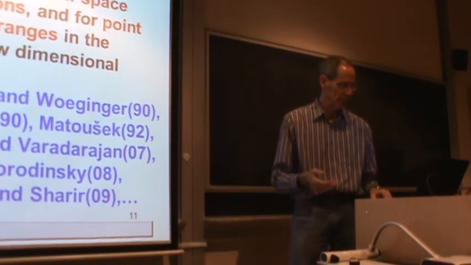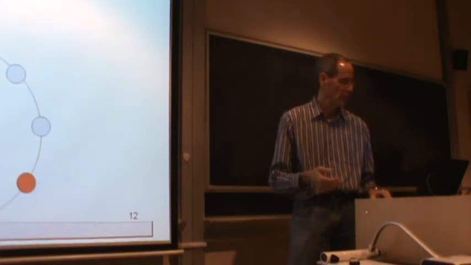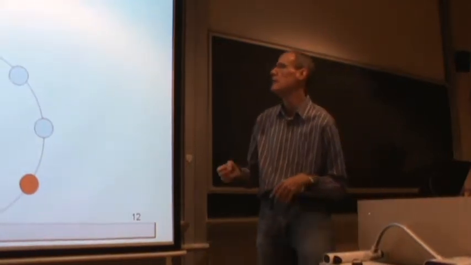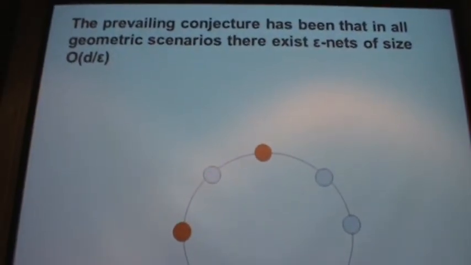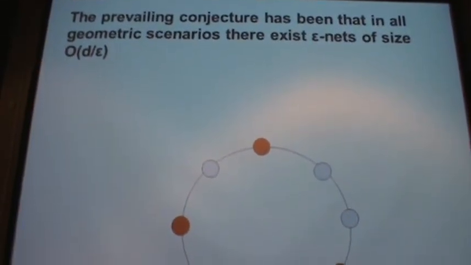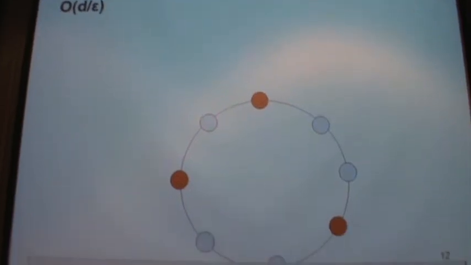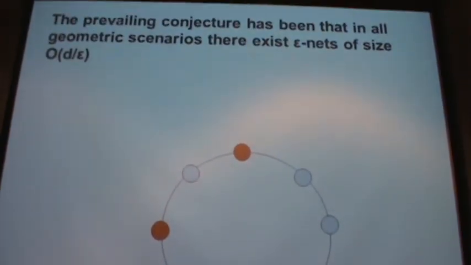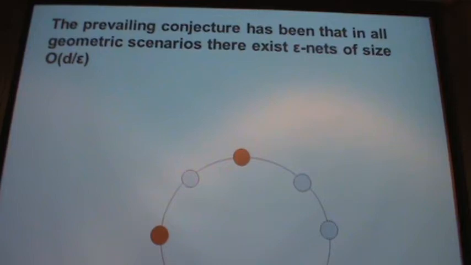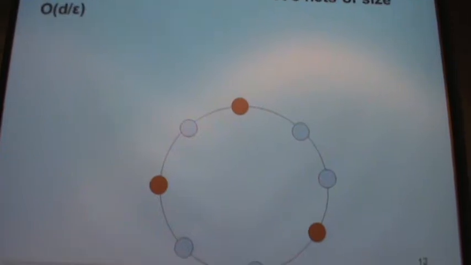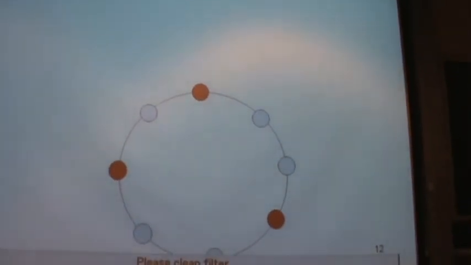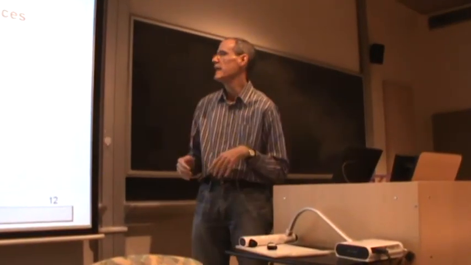Now it may look a little bit like, why do we care so much about this log of 1 over epsilon? So again, in all these papers, they all conclude by saying that the prevailing conjecture is that indeed in all geometric situations, you don't need this log of 1 over epsilon term. Namely, there is this very small epsilon net. And I should say that in some geometric applications, we kind of care about this logarithmic term.